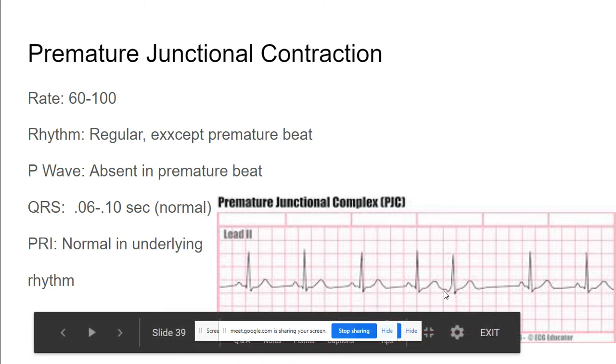And this premature beat, see how these all have a good P wave? Right here, the atria are like, who knows what's going on? And this one's retrograde and it's below the isoelectric line. It should be way up here. And it's upside down. And then all of a sudden, you've got this complex. And notice how this QRS looks different than the rest of these. So that's a PJC.